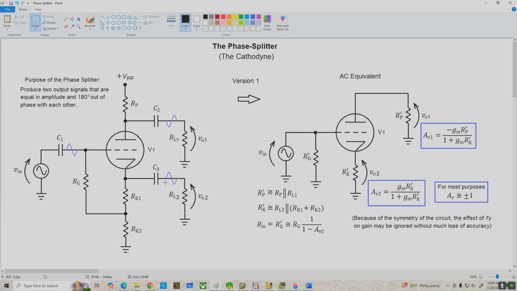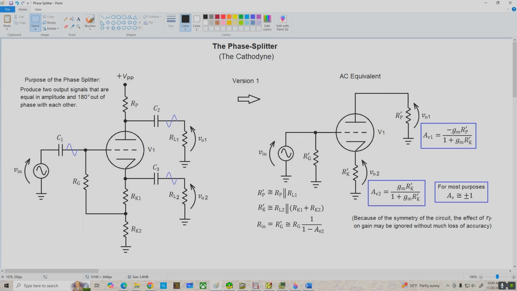Now, to get a better idea what's going on, let's come on over to the AC equivalent and look at the voltage gain equations we've got. For the cathode follower, the gain is equal to Gm times R prime K over 1 plus Gm times R prime K, where R prime K is just the small signal resistance looking out the cathode of the tube. And on the plate side of the circuit, the voltage gain is negative Gm times R prime P over 1 plus Gm times R prime K.